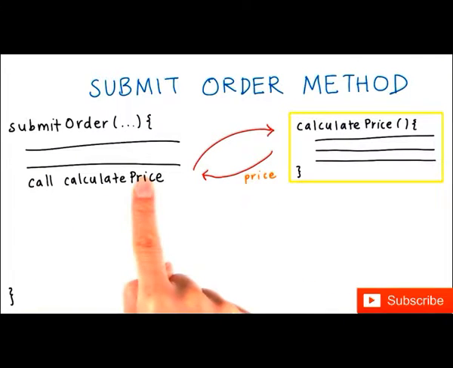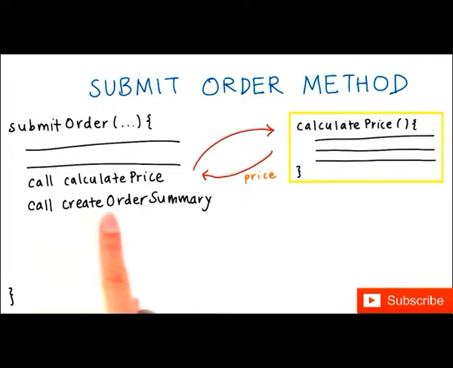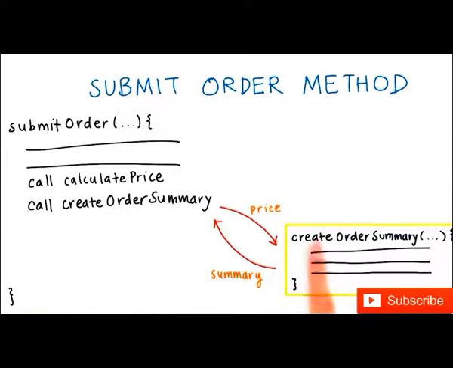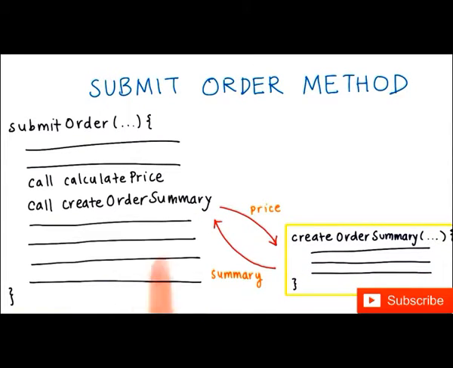Once we have the price in the submit order method, we're going to be able to call the create order summary with that price. So we pass in the price to this method, and then we execute the instructions inside of it. And then we're going to return the summary text. And then in these lines of code, we can display that summary onto the screen.